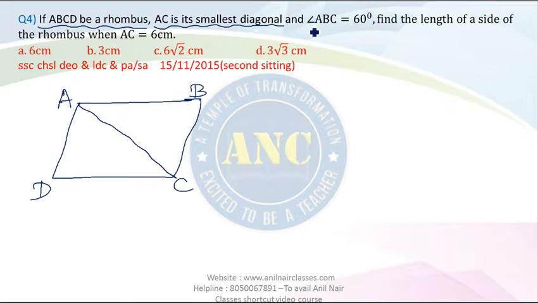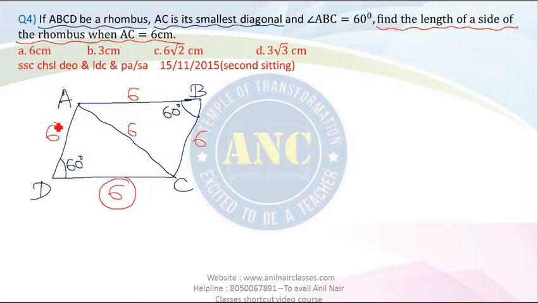Now, it is given in the question that angle ABC is 60. If angle ABC is 60, then angle ADC also will be 60. If these two are 60, then the other two angles will be 120 each. And if the other two angles are 120 each, this question also becomes an equilateral rhombus question. Your question says, find the length of a side of the rhombus when AC, the smallest diagonal, is 6. The side of the rhombus also will be 6 only, right sir? Why is it 6? Because I have already discussed in my concept of equilateral rhombus that if the side is L, then the smallest diagonal also will be L. The longest diagonal will be L root 3. But the question says the smallest is 6, so the side also will be 6 itself. The answer for this question is 6 centimeter, option A.